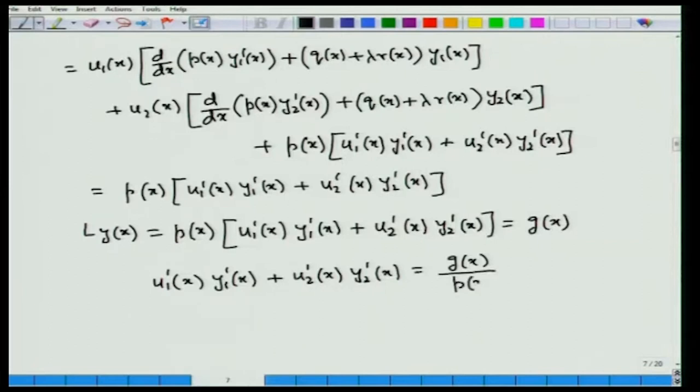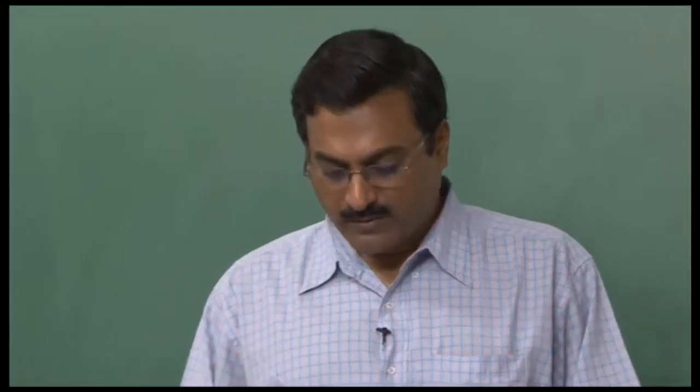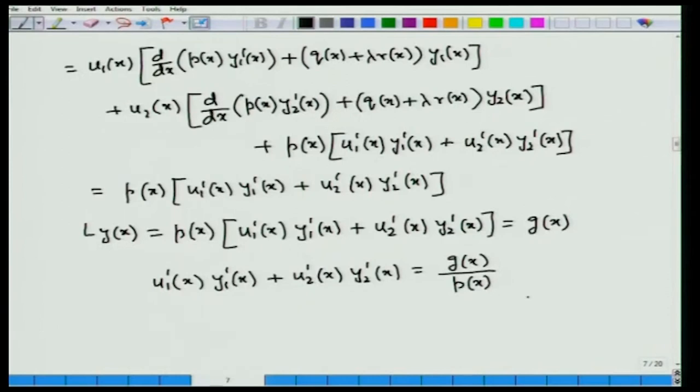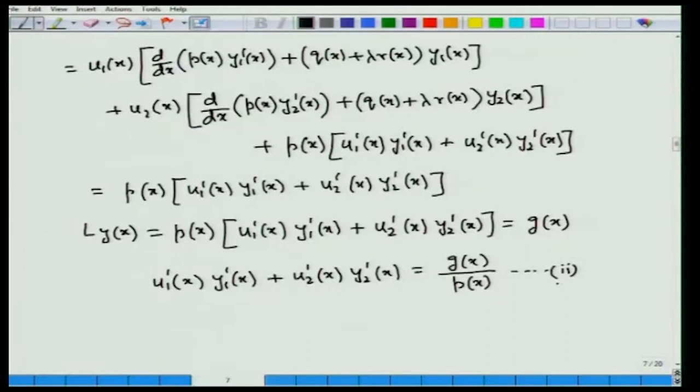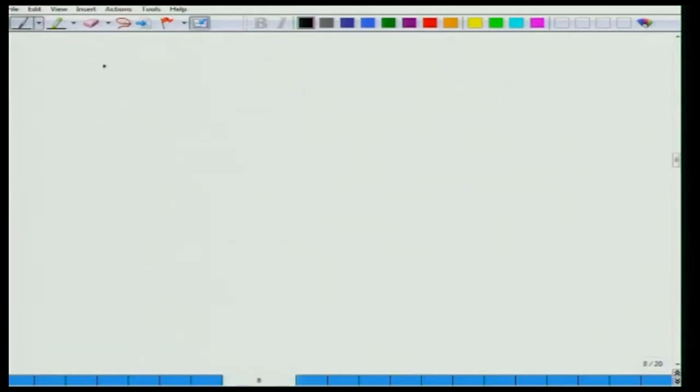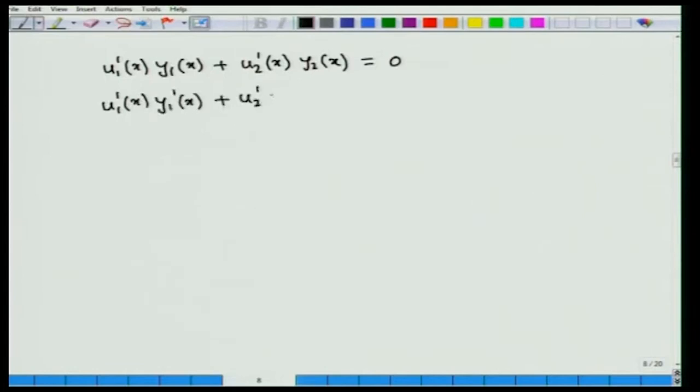p(x), and here you can see the utility of our assumption that p(x) is not equal to 0 for all x belonging to the closed interval [a, b]. So, that means now we can solve for u1' and u2' from this equation. We can call this equation 2, and then solving it with 1 we have to determine u1'(x) and u2'(x). So, we are going to solve these two equations: u1'(x) y1(x) + u2'(x) y2(x) = 0, and u1'(x) y1'(x) + u2'(x) y2'(x) = g(x)/p(x).